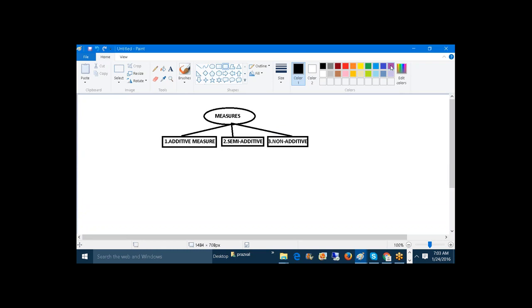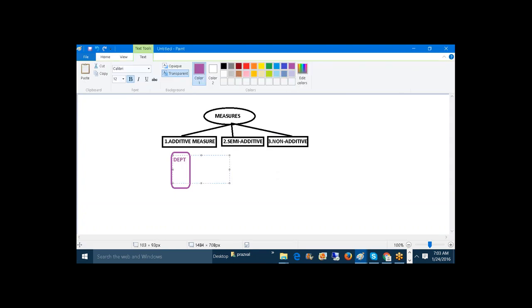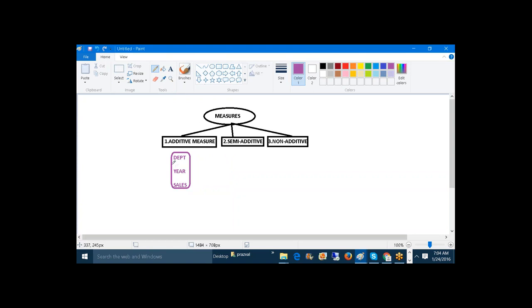Let me explain with an example. Let's say I am taking department, year, and sales. Here I have two dimensions, department and year, and one measure, sales. On sales, if I apply sum, it is going to give us the sum of sales, the total sales. If you take the department-wise total sales, is it meaningful or not? Yes, department-wise total sales is meaningful.